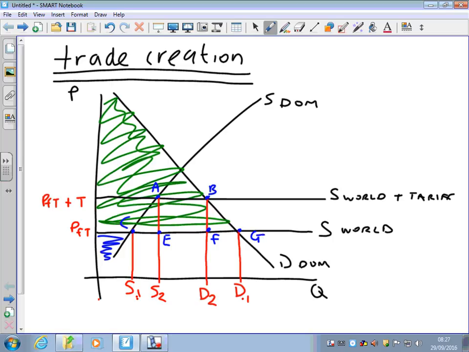Now when you think about it, consumers lose a massive area of consumer surplus because of protectionism. So the consumer loses the area PFT plus T, PFT, B, G. So I'll dot that. We've got that. So this huge green box, if you like, is the loss of consumer surplus, that consumer loss.